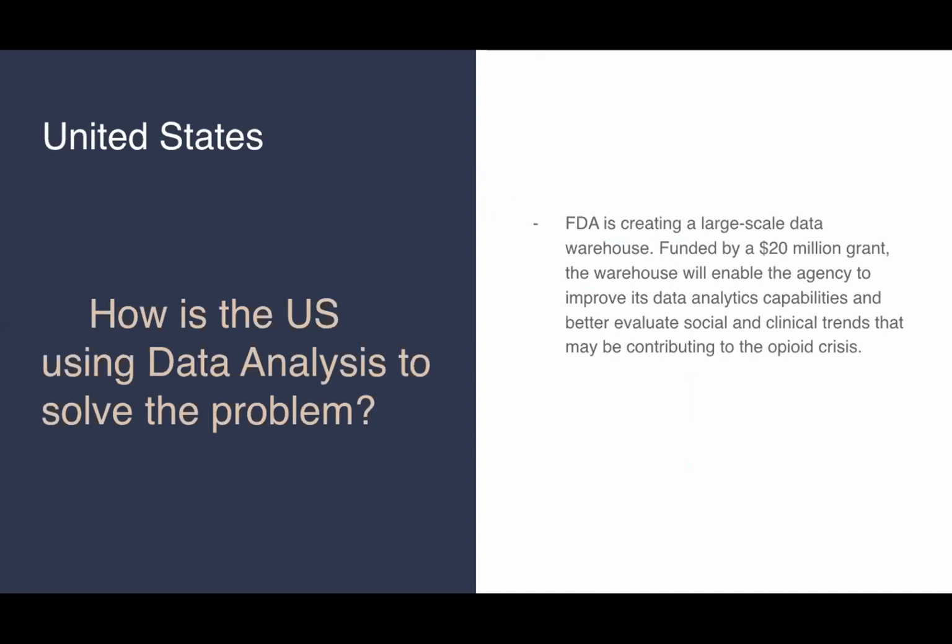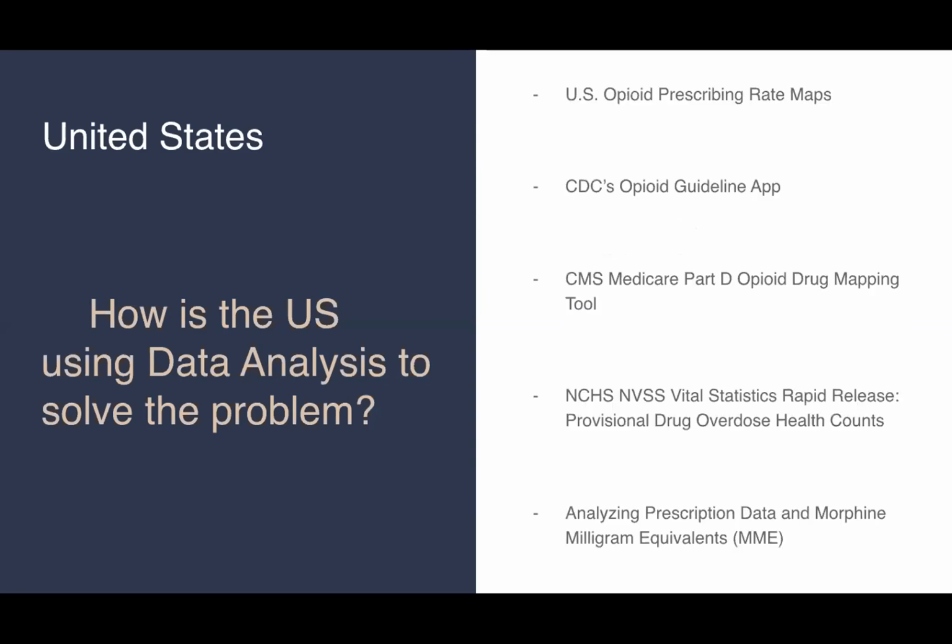So how is the United States using data analysis to solve the problem? The FDA is creating a large-scale data warehouse that will improve the data analysis. And the plan is to utilize this data and implement new policies and enhance research and innovations. So there are other things like the US opioid prescribing rate maps, which are exactly what I just talked about, where you can map where people are prescribing more opioids and match with population and rates like that.